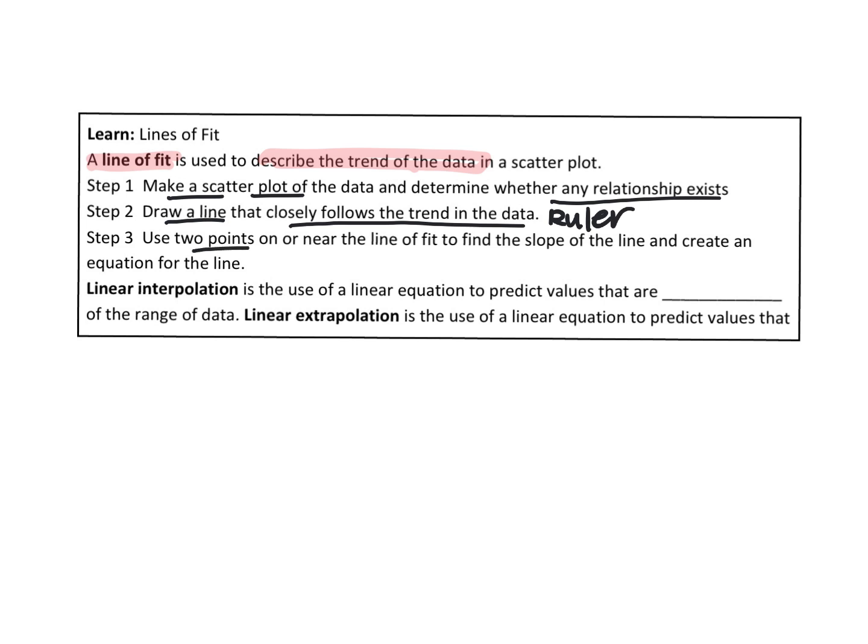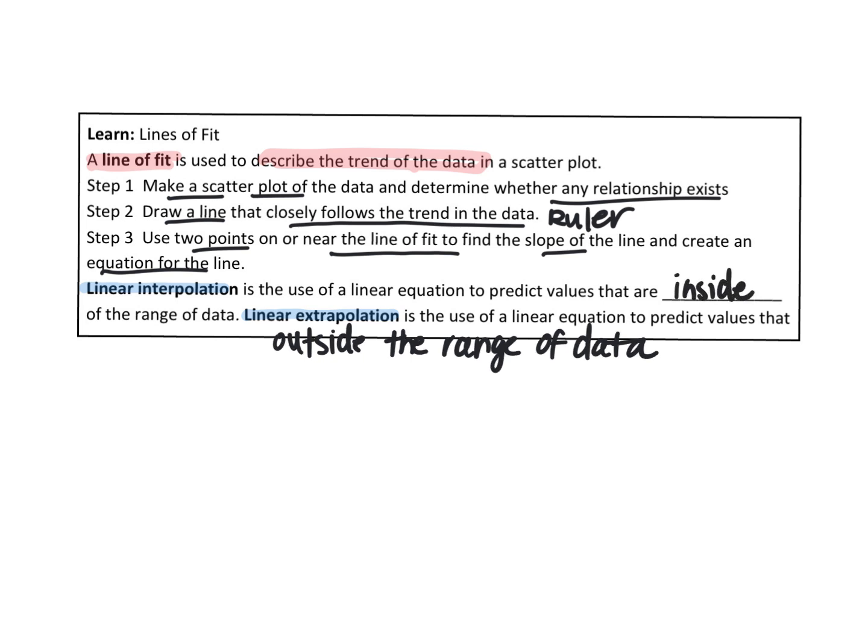Step 3, you're going to use 2 points on the line or near the line of fit to find the slope of the line and then make an equation for the line. And then the last thing, here's what we're going to use the equation for. We're going to use it for two things. One is called linear interpolation and one is called linear extrapolation. So linear extrapolation is the use of the data to predict values that are outside the range of data. So that would be like if it's not on my graph or I don't have it in the data, I'm going to use my equation to help me make some predictions. Linear interpolation is the use of linear equations to predict values that are inside of the range of data.